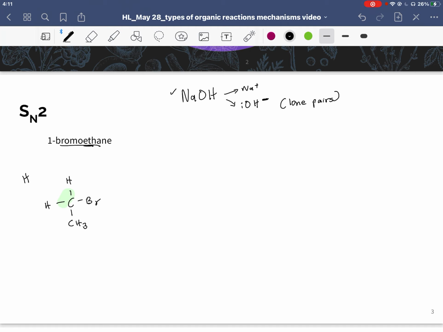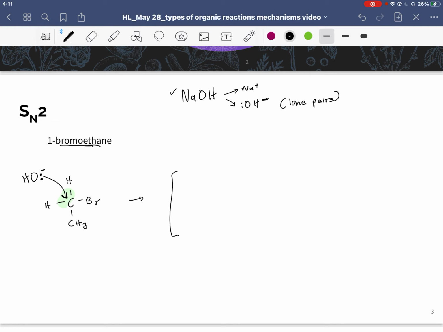So my first thing that I need to show is that backside attack. So I'm showing my nucleophile. I'm showing the lone pairs because it's always a good idea. If you don't show them, you don't lose credit, but I like to be in the habit of showing the lone pairs, and I'm showing the curly arrow, which always moves from the lone pairs to whatever it's attacking, to the thing it's going to bond to. So my nucleophile attacks that carbon there.